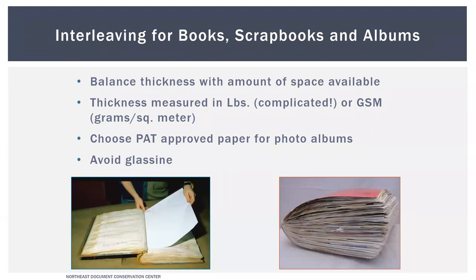If a bound volume is frequently used and needs only limited interleaving, bond weight is ideal. If it is seldom used and needs extensive interleaving, tissue is fine. For photo albums or other collections that include photos, be sure to use interleaving that has passed the PAT. Heritage Archival Photograph, a photocraft, is a good option that comes in both buffered and unbuffered versions and has a very smooth finish. Do not use glassine. It is not approved for long-term storage.